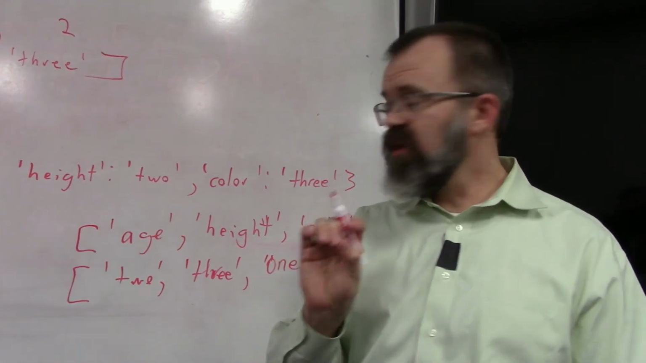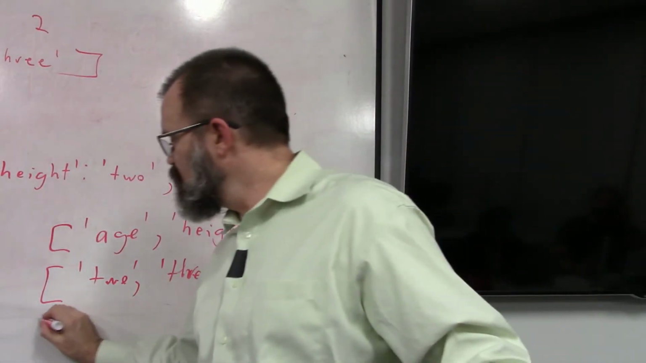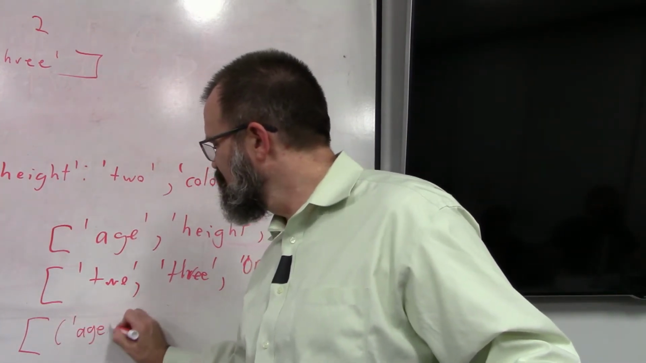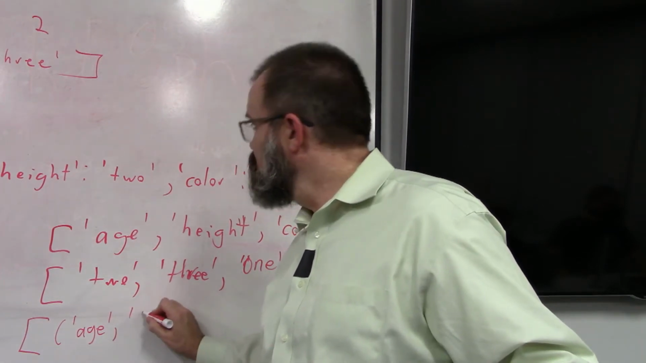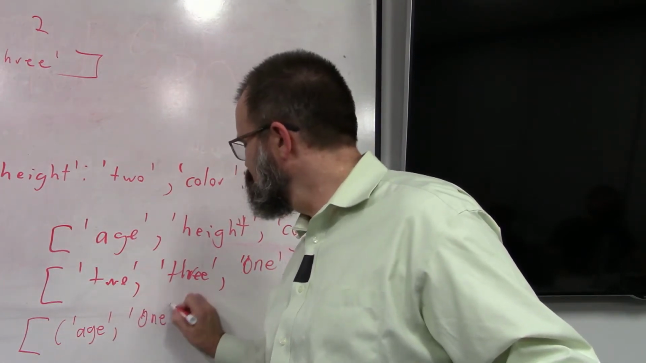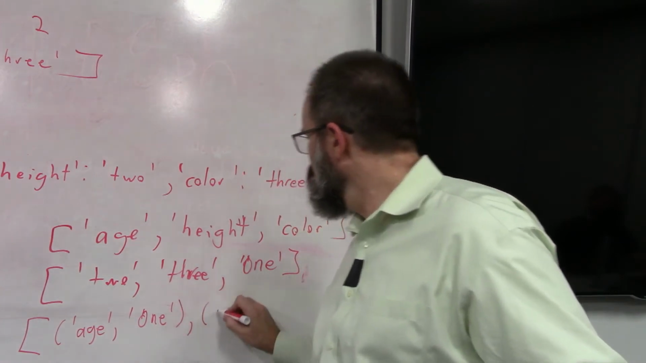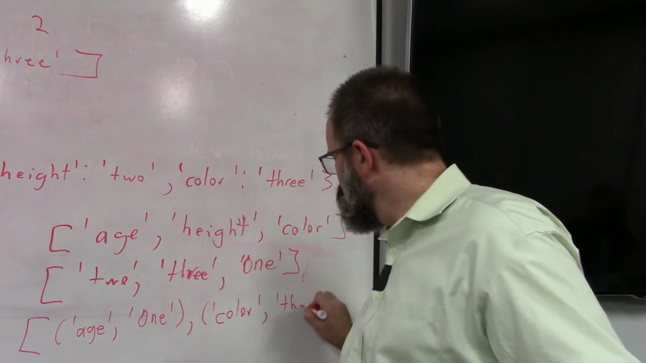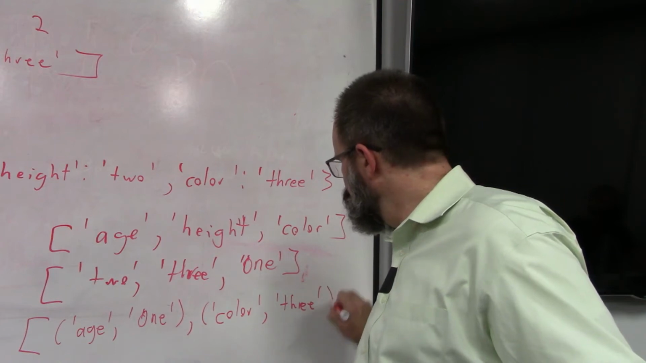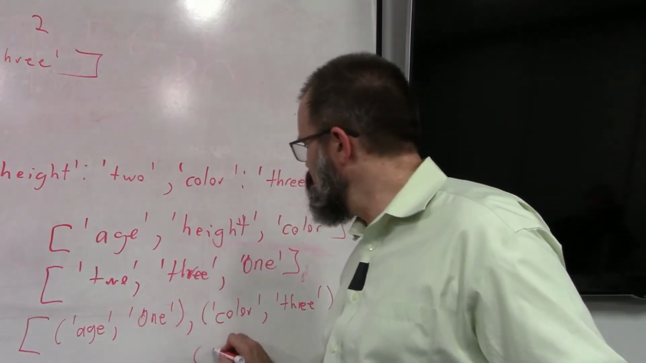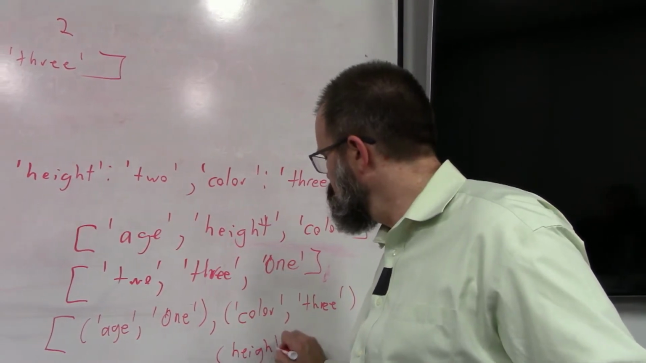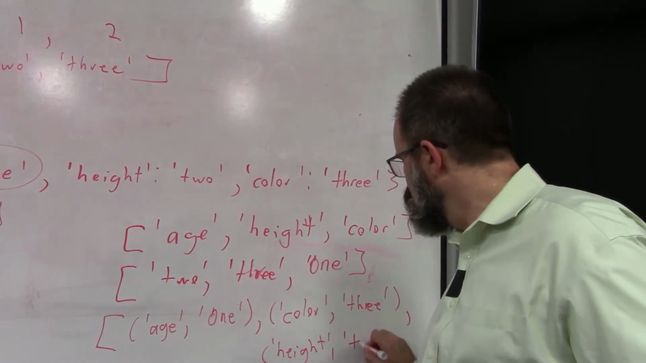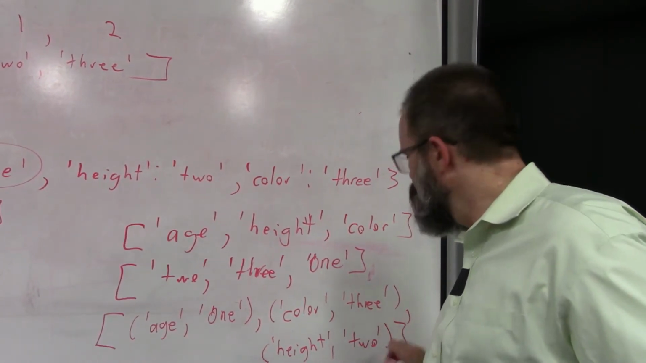And when you run the items, you get back a list that looks like age 1, color 3, and continuing down to the next line, height, and I apologize for starting so low on the board, you might not be able to see it in the back, 2.